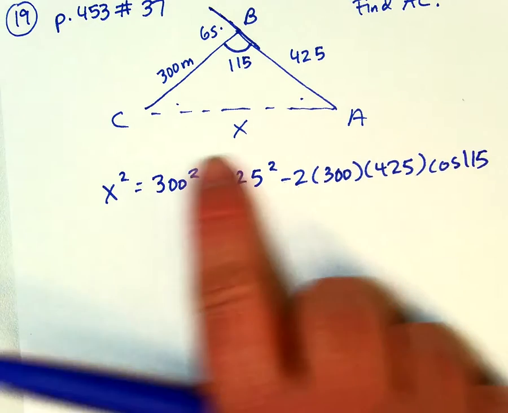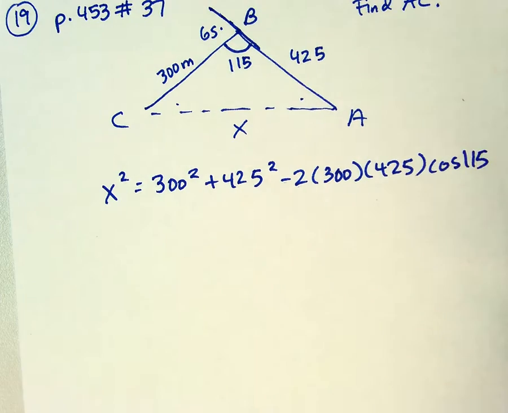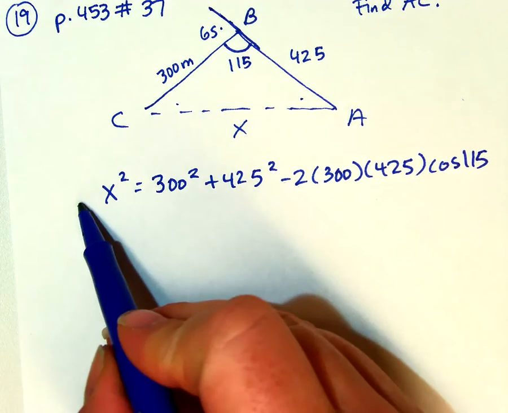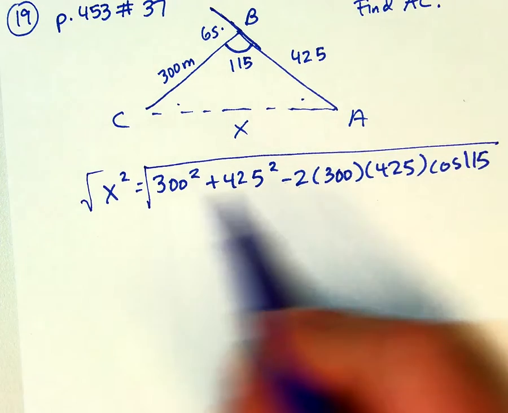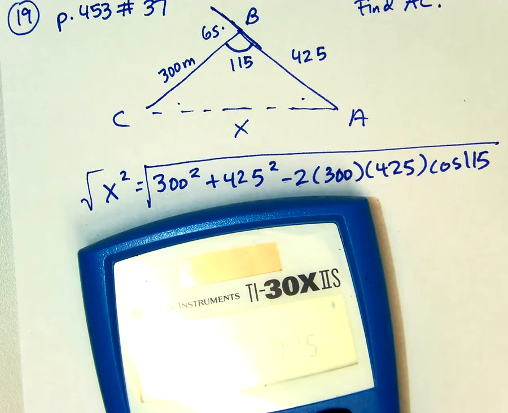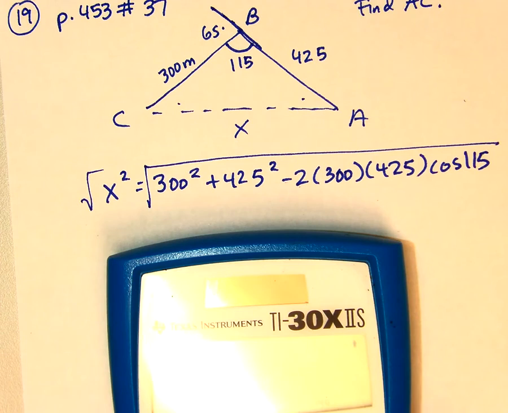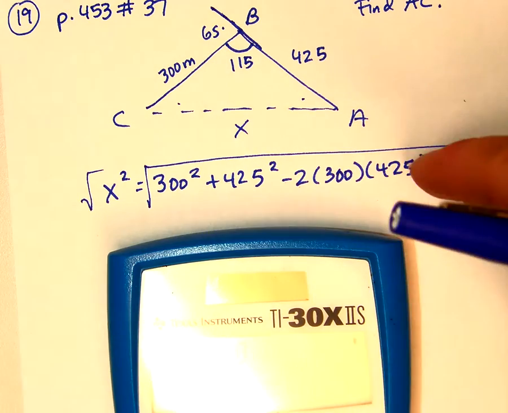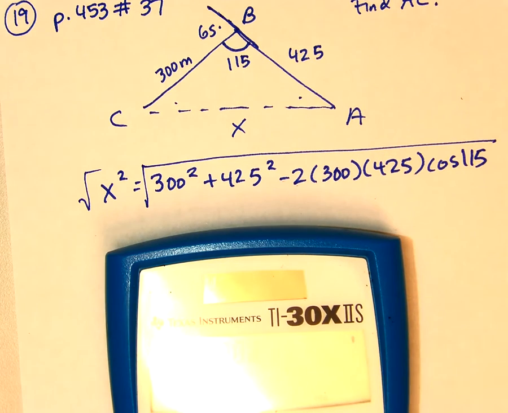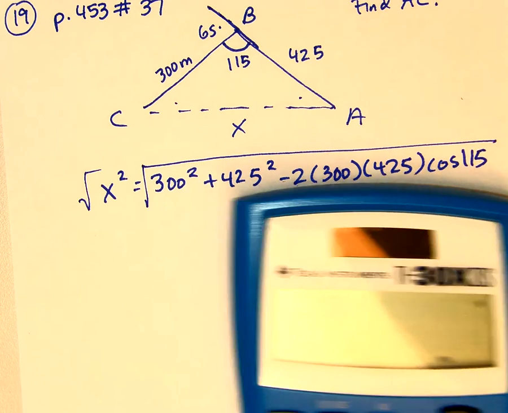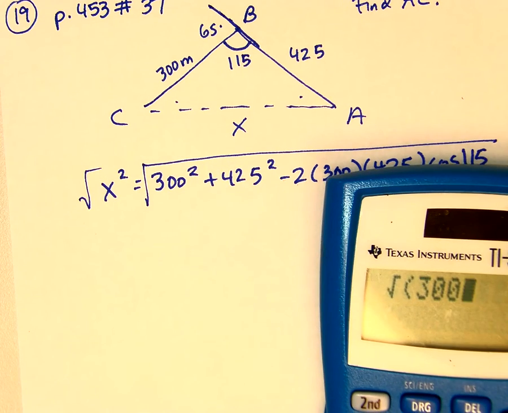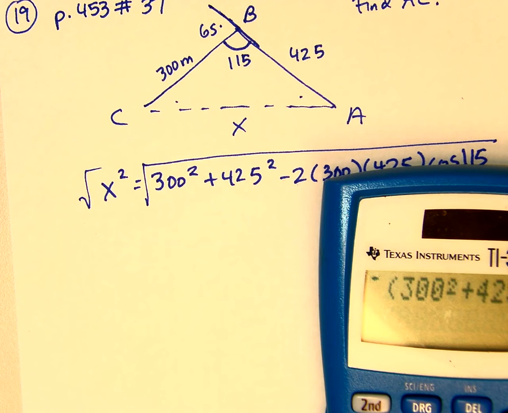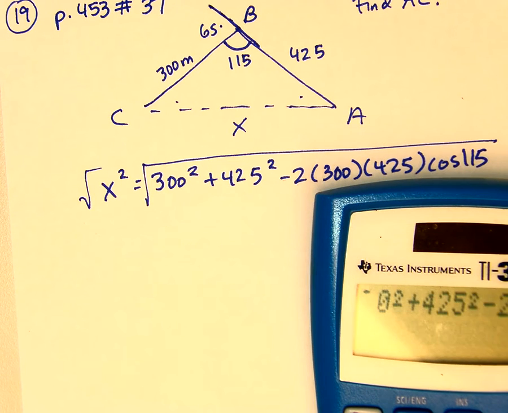Okay, now this is all on one side of the equation, so I can just jam this all into my calculator, but I'm going to square root it first, and I'm just going to type it all in, okay? That way I hopefully won't mess anything up, like by trying to add all of these numbers when I can't because it's being multiplied by the cosine of 115. So I'm going to type it in. 300 squared plus 425 squared. I mean, from here you should be okay, I hope.